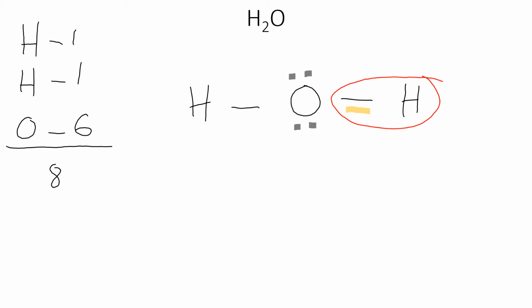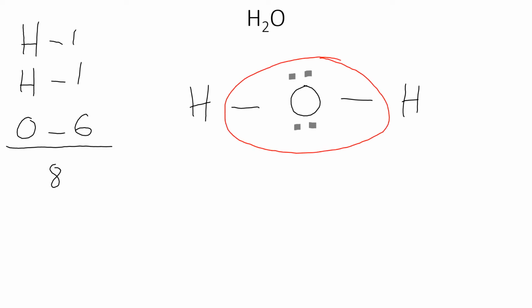We still need to make sure that the oxygen is following that octet rule, though. So if we look around the oxygen, do we have 8 electrons in oxygen's area? And the answer is yes. We could count those up. 2, 4, 6, 8. We're good with that. So we can be pretty confident that this is our correct Lewis structure. We're feeling pretty good that this is our Lewis structure.